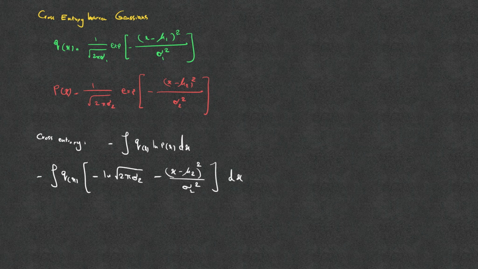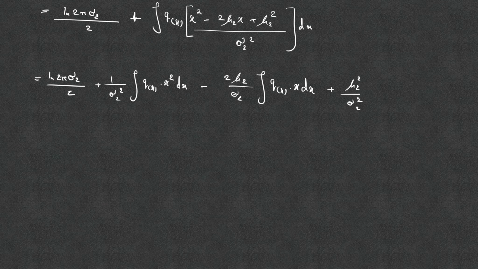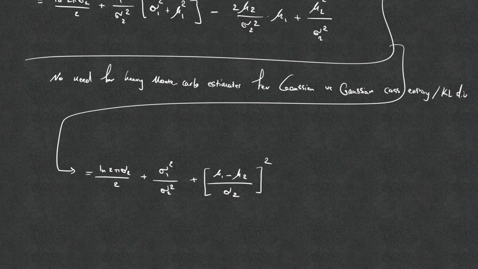You can write the formula for p of x, and when you expand it, it becomes this. So the point is, if you have something like this, the computations will become simpler. You do not need to necessarily do Monte Carlo estimations.